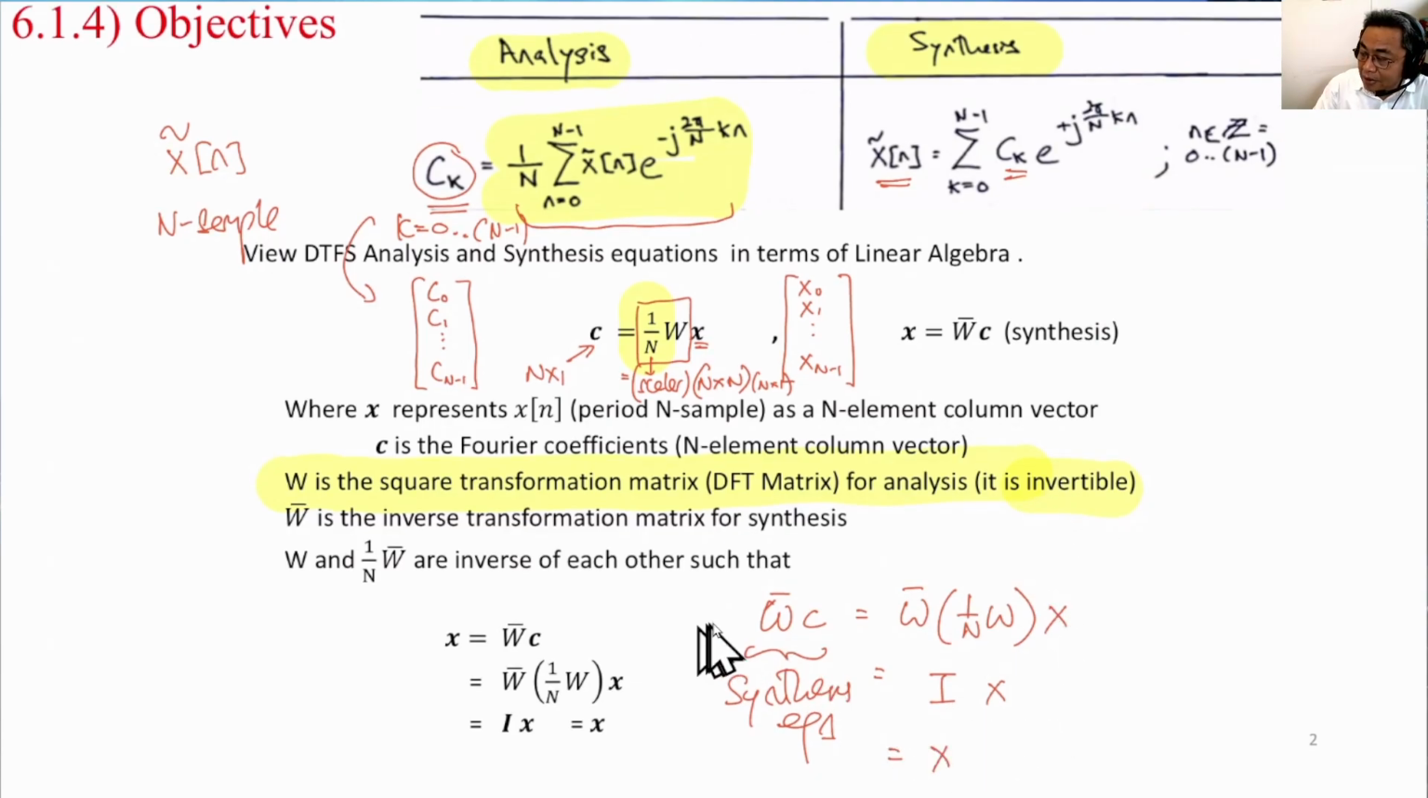In the next slide, I will show you the elements or the columns of W bar. Thank you.